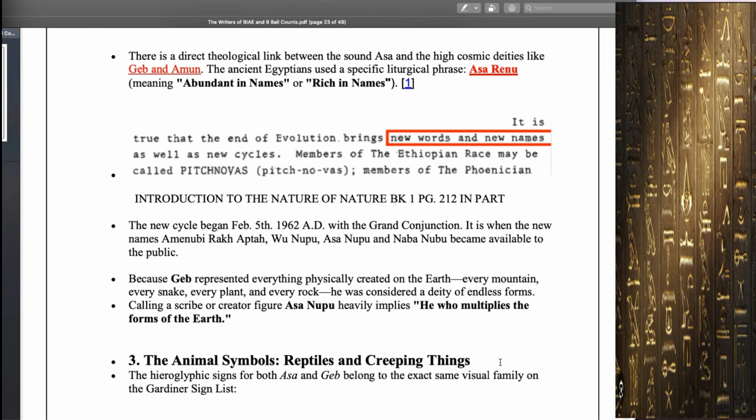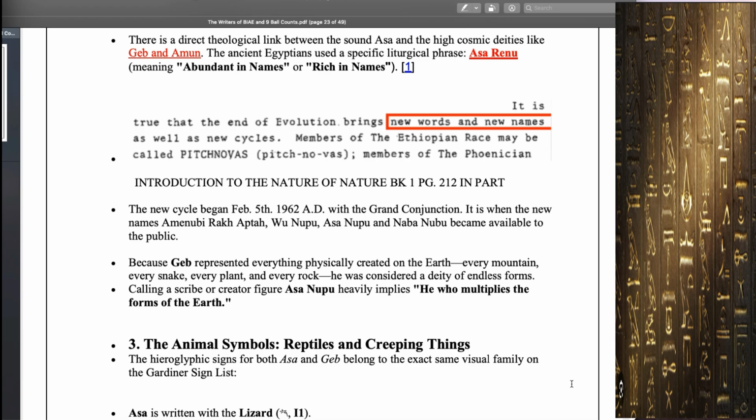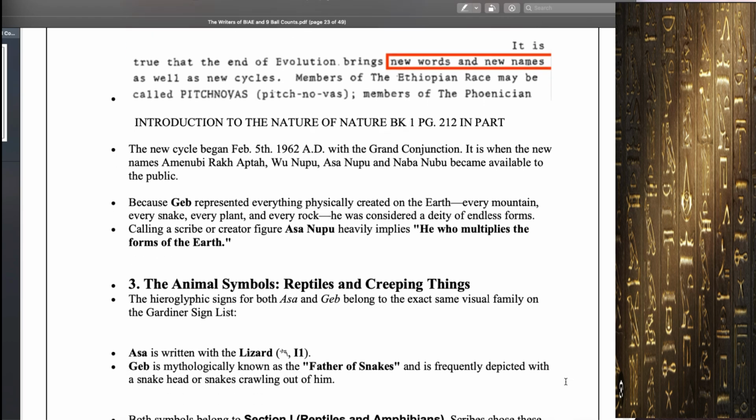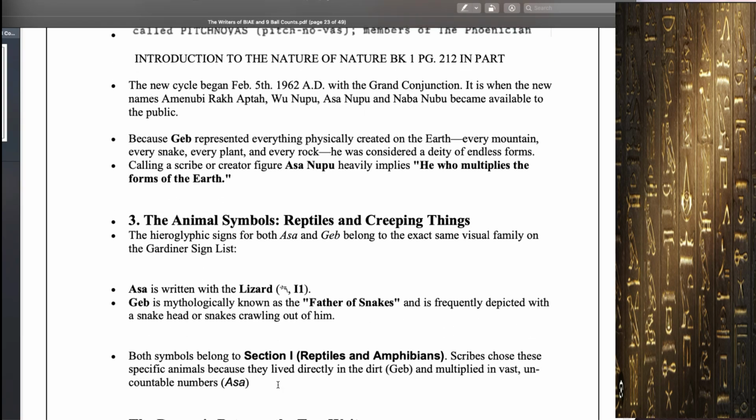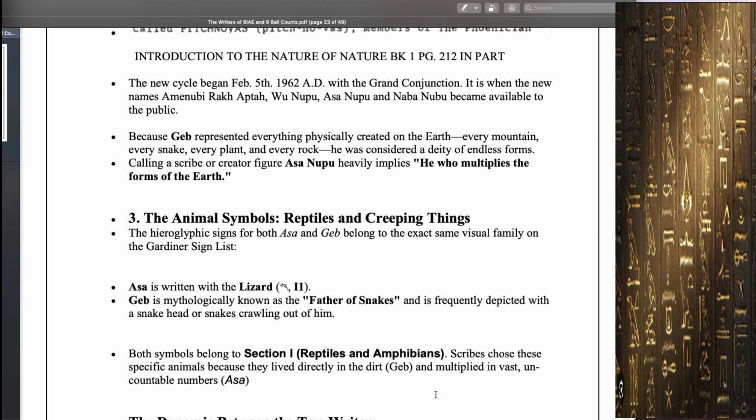The animal symbols, reptiles and creeping things: the hieroglyphic signs for both Asa and Geb belong to the exact same visual family on the Gardiner list. Asa is written with the lizard. Geb is mythologically known as the father of snakes and is frequently depicted with a snake head or snakes crawling out of him. Both symbols belong to section I, reptiles and amphibians. Scribes chose these specific animals because they live directly in the dirt with Geb and multiplied in vast, uncountable numbers.